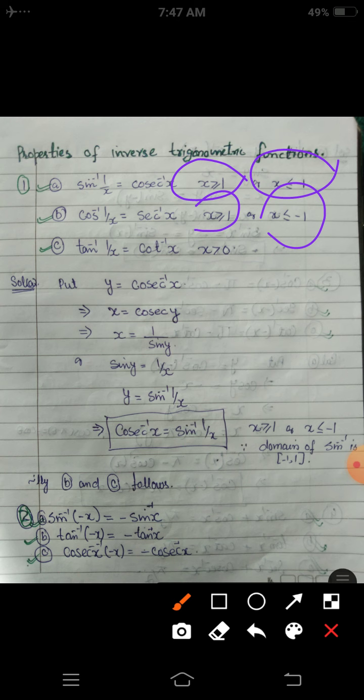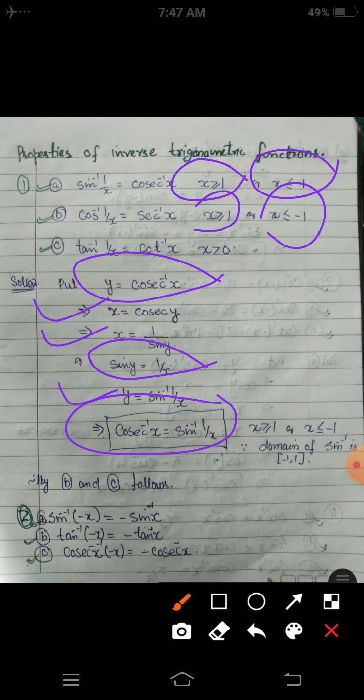Now here we will prove the part A. Now if we put y equals cosec inverse x, which implies that x equals cosec y, by composing both sides by cosec and using the concept of the inverse of two functions, which is the identity function, which implies that x equals 1 upon sine y, because cosec is 1 upon sine y, or sine y is 1 upon x. Now multiplying by sine inverse, it is y equals sine inverse 1 upon x. Here this y is cosec inverse x, which implies that cosec inverse x is equal to sine inverse 1 upon x.